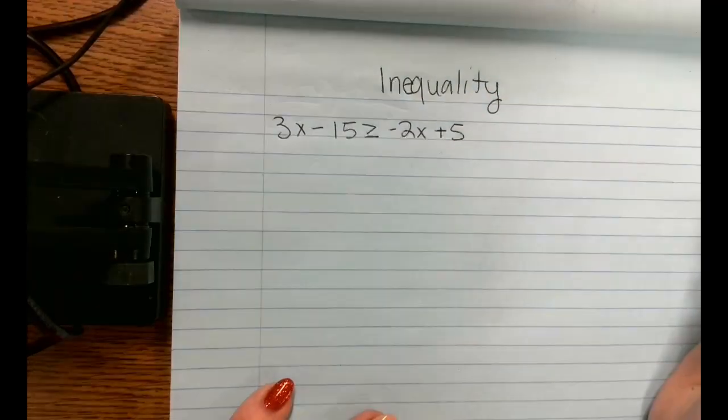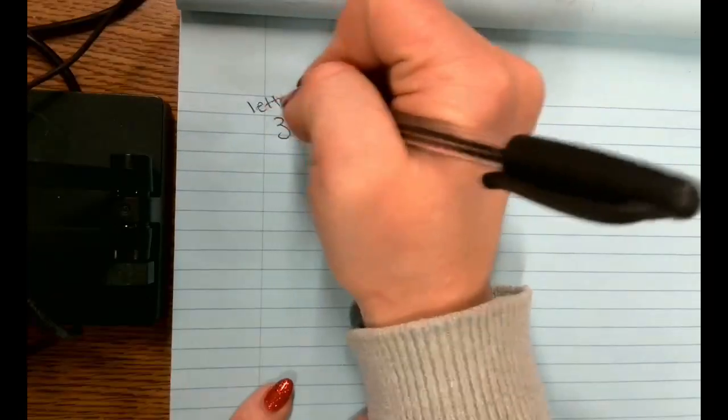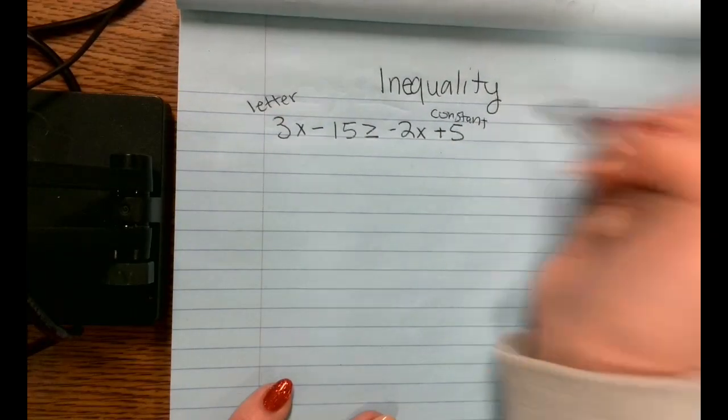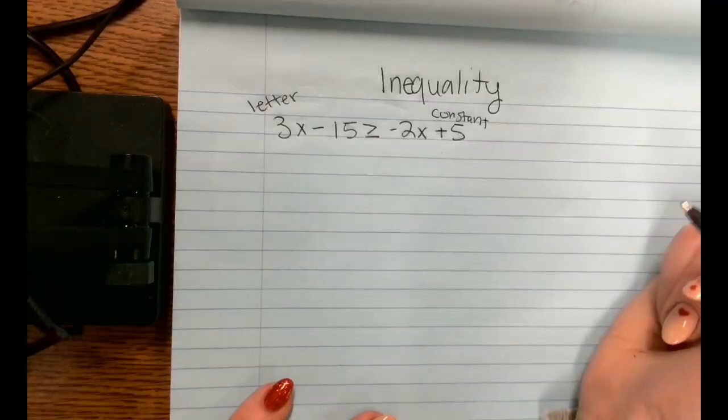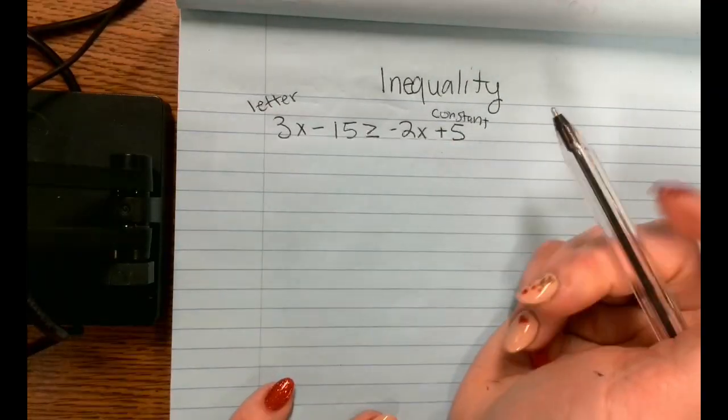Even when the problem's written out on the paper for me, I always like to rewrite it to make sure I understand everything that it's being asked of me. As always, I want to get my letter on the left and my constant on the right. Constant's a fancy word for a number. Letter is a not fancy word for variable.